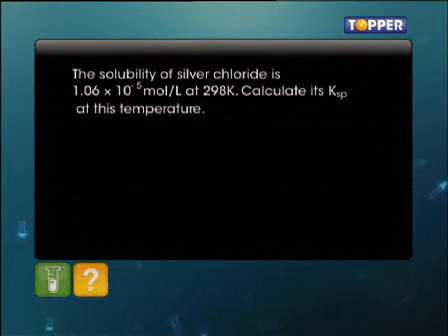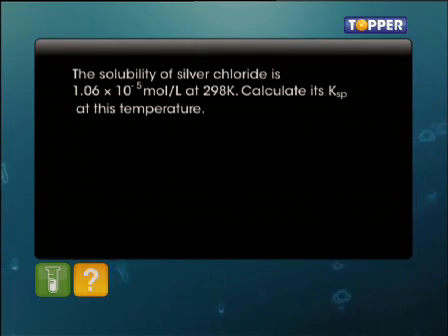Let us solve a numerical to understand this concept better. A typical numerical could be something like this. The solubility of silver chloride is 1.06 times 10 raised to the power minus 5 moles per liter at 298 Kelvin. Calculate its Ksp at this temperature.